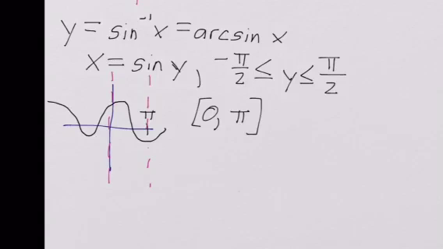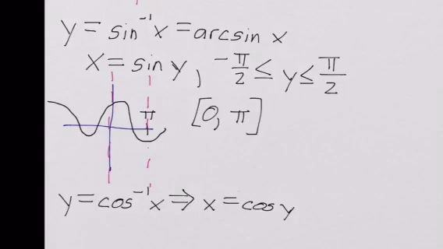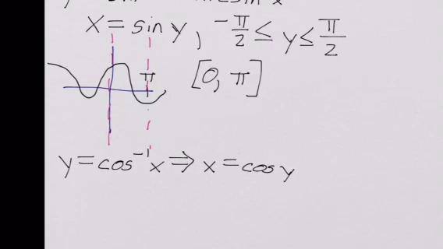So that will allow us to define the inverse cosine function. And again, this could be written as arc cosine. I'm not going to bother doing it this time. But that would imply that x is equal to the cosine of y, where this time we're restricting y to be between 0 and pi.